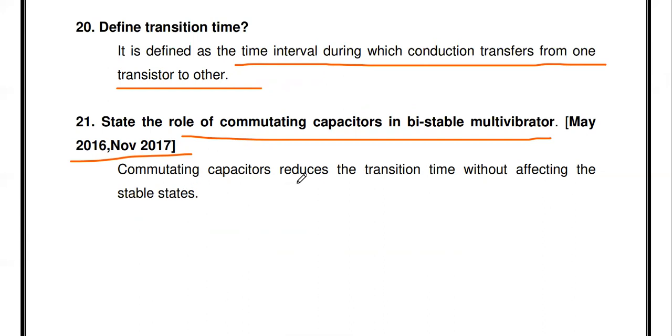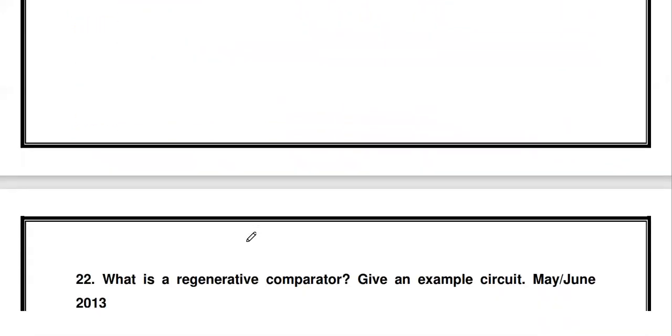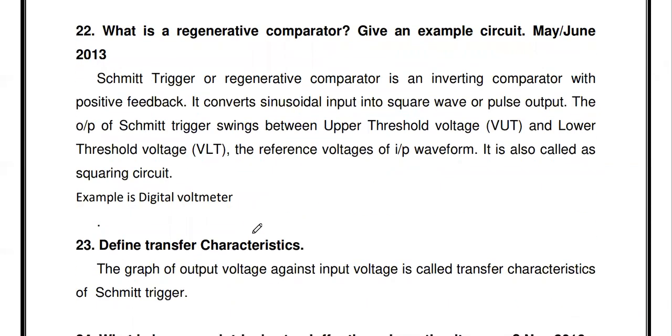So the commutating capacitor reduces the transition time without affecting the stable states. Okay, and then the next question, what is a regenerative comparator? The given example circuit, it's a 2013 question. The Schmitt trigger circuit is also called a regenerative comparator. And what does regenerative comparator mean? It's a comparator with positive feedback.